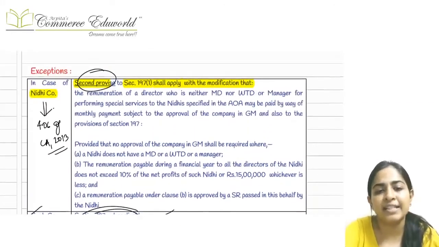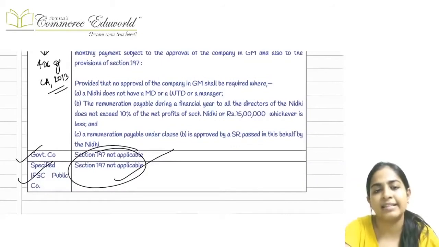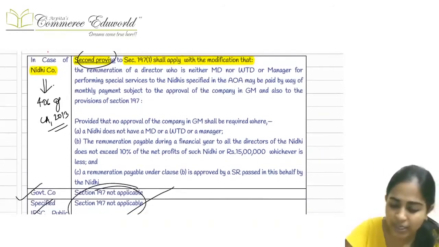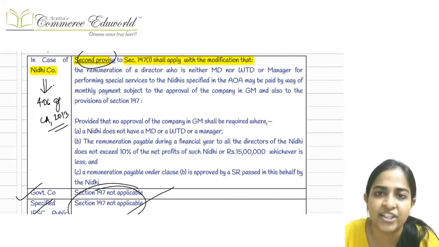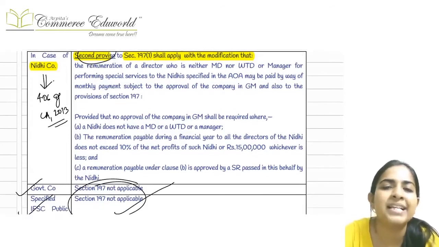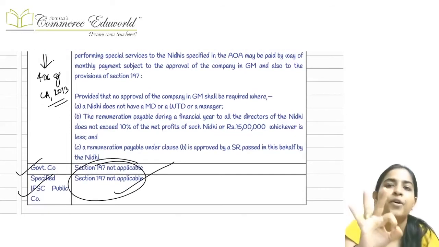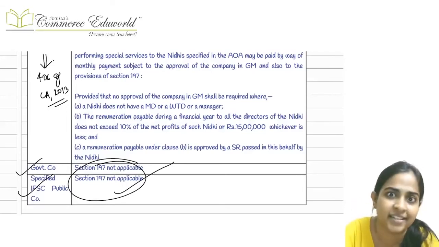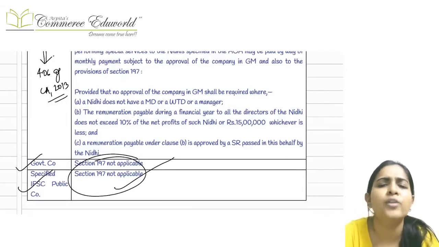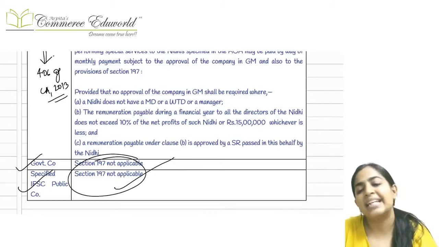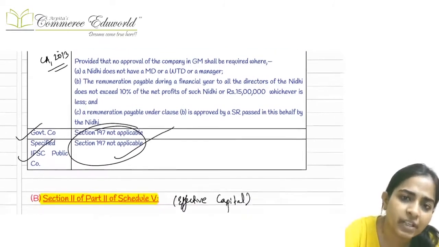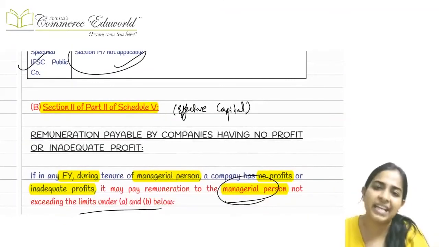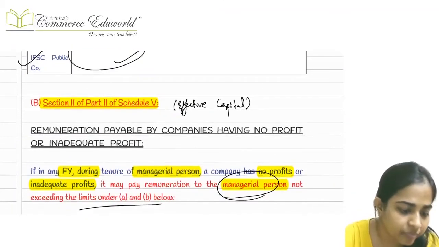This was an exception for the Nidhi company. You can just read it once, which says that in case of Nidhi company, if there are no managerial personnel, then you can pay something more. Instead of 3% that we were paying to the other directors, if there is no managerial personnel, you can pay some other amount, that is 15 lakh rupees or 10% of the net profits, whichever is lower, and if you want to pay more than that, then SR can be passed, right?